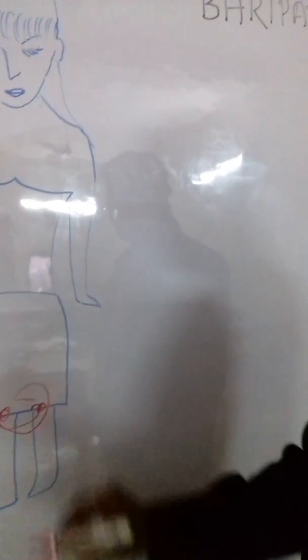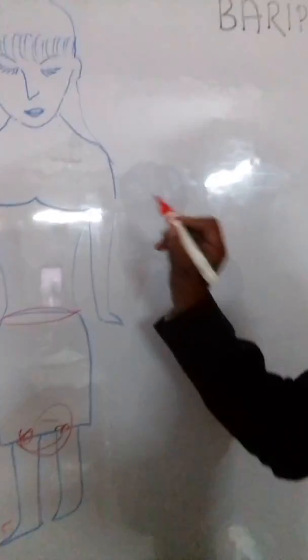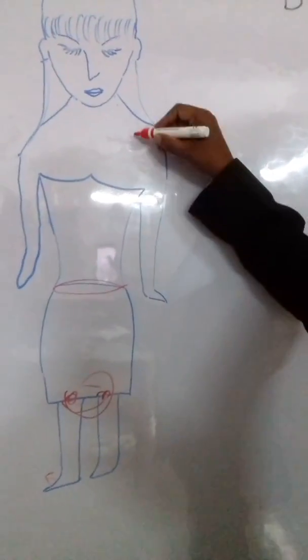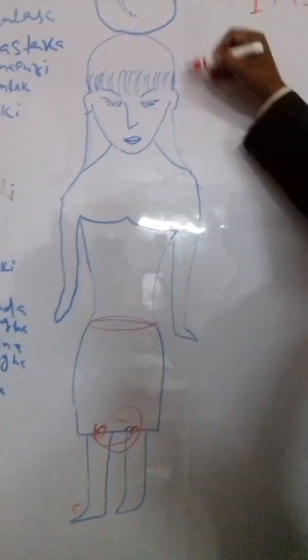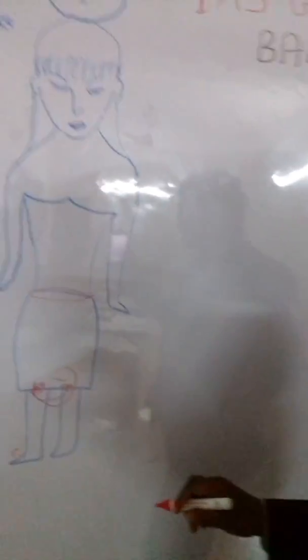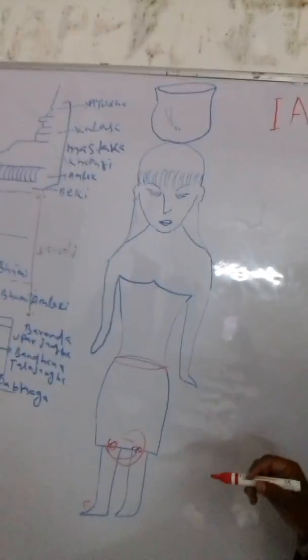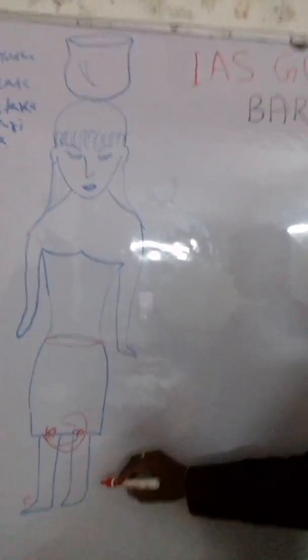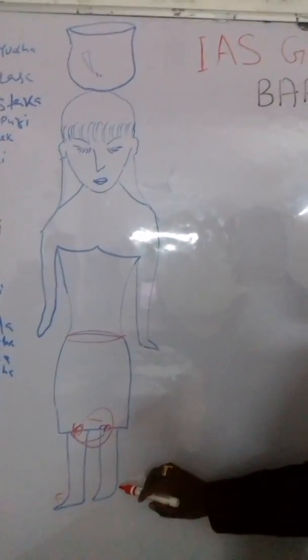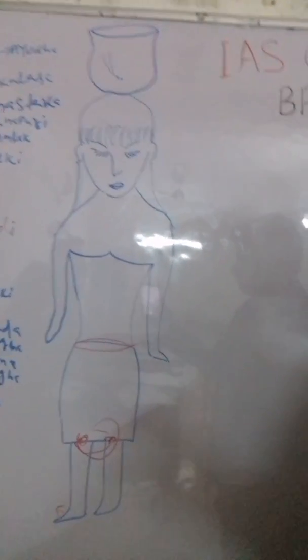This portion is your wrist, this is your gandi, and this is your mastaka portion. Similarly, the structure of a temple is like this. The structure of the Rekha temple is like this.